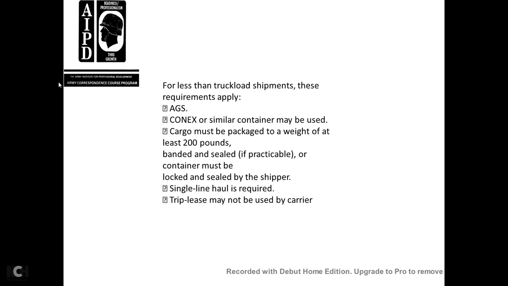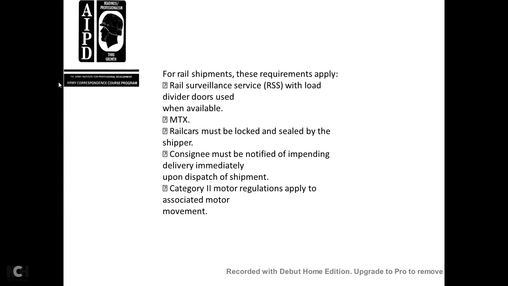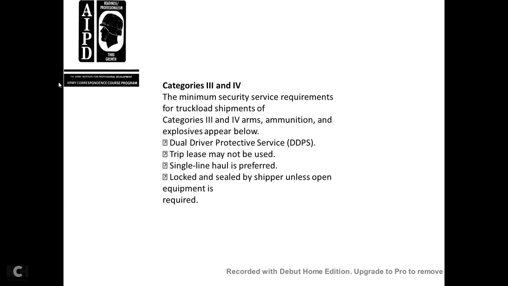Single line haul is required. The triple lease may not be used by the carrier. For rail shipments, these requirements will apply to rail services with load divider doors. The MTX rail cars must be locked and sealed by the shipper. The consignee must be notified of the impending delivery immediately upon dispatch, and for shipments of Category 2, motor regulations apply to the associated motor vehicles.